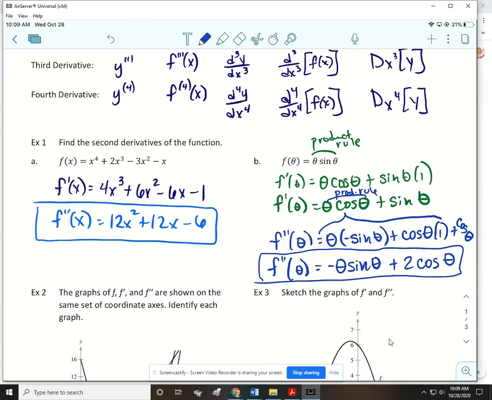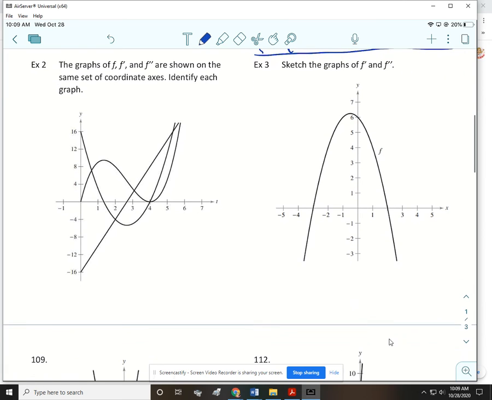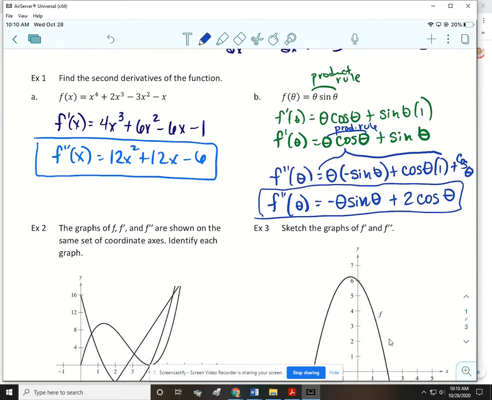We can also recognize the graphs of the second derivative too. One thing to keep in mind, like we just did a polynomial function where we started with a quartic. The first derivative moved down to cubic. The second derivative moved down to quadratic. If we took another derivative, it would be linear. And if I took another derivative, it would be the constant function.